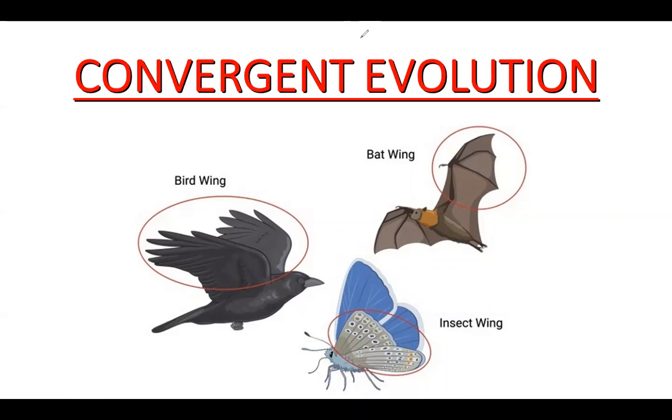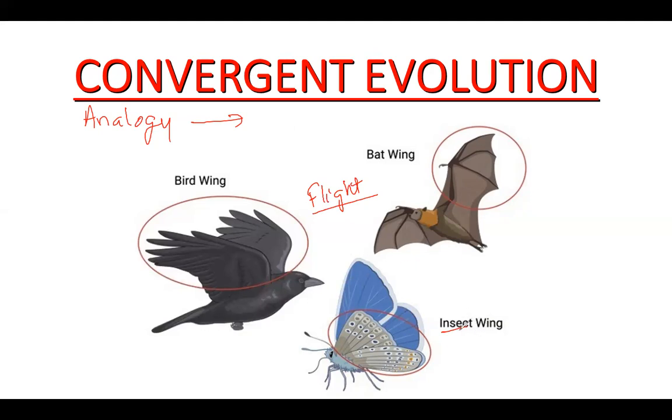Okay, so analogy shows convergent evolution. Remember, homologous organs are formed because of divergent evolution, right? This is based on convergent evolution. Okay, what's convergent evolution? Like these are three examples: bird's wing, bat. Bat is a mammal, bird is a bird, and these are insects. But they all have to fly. Flight is a common requirement for all of them.